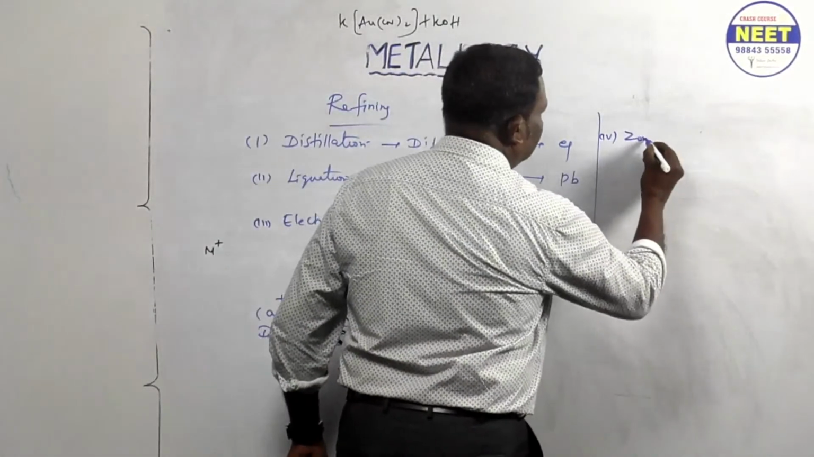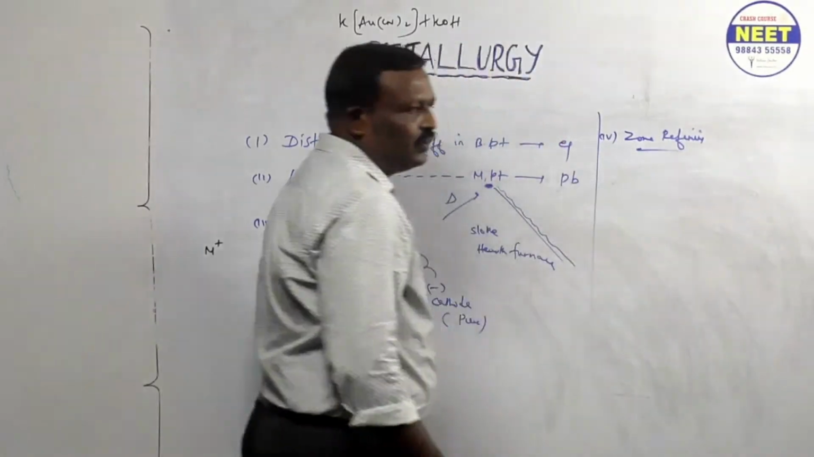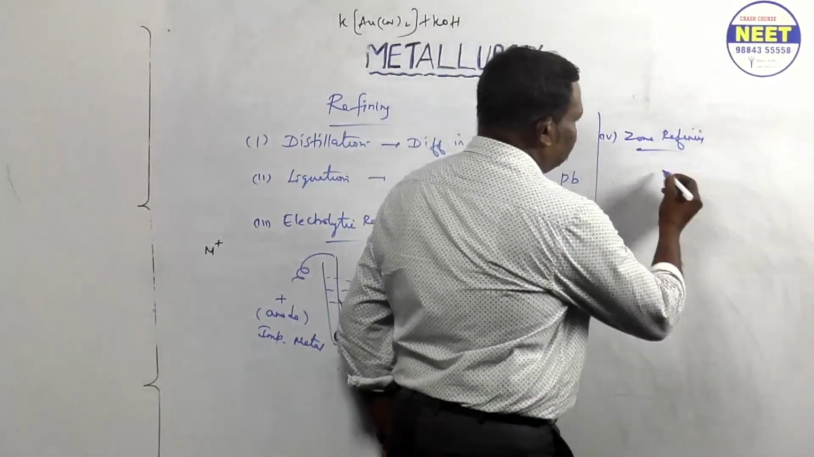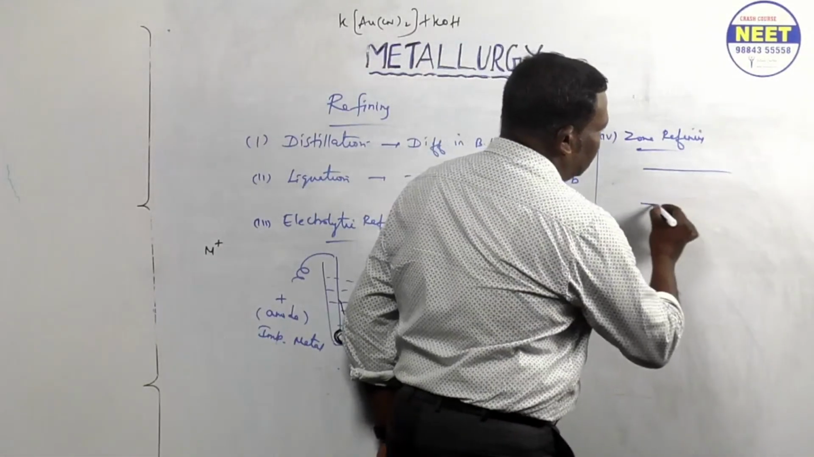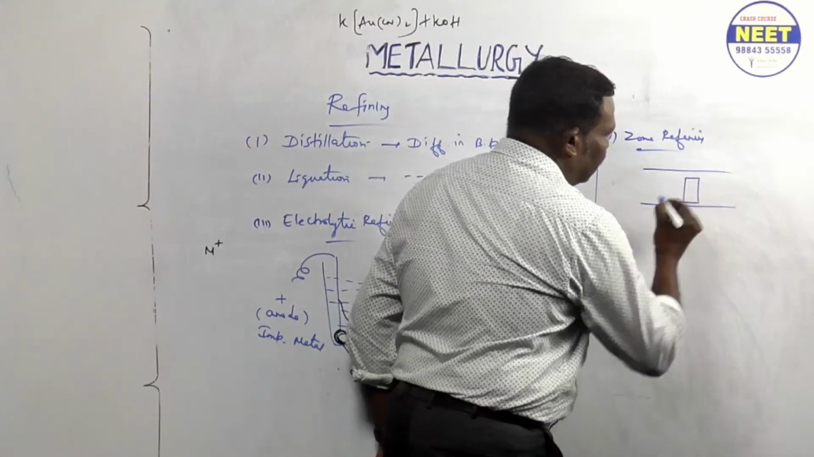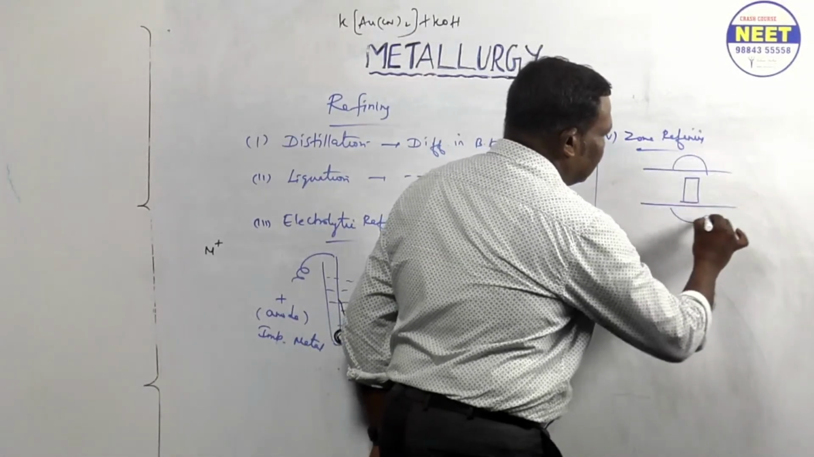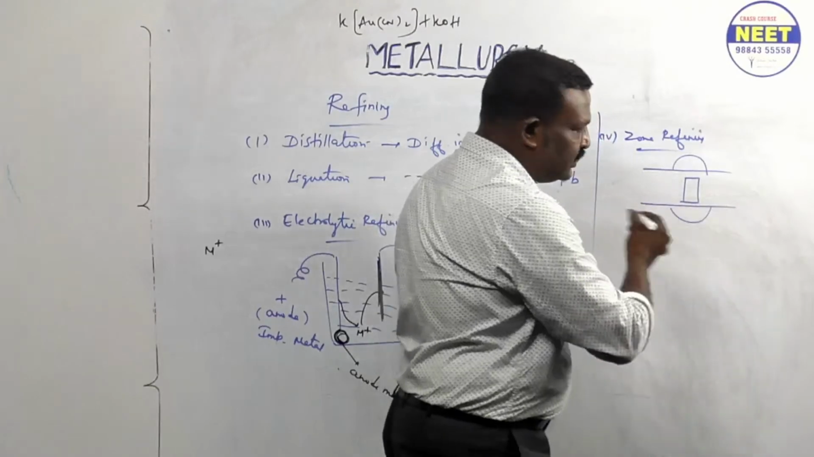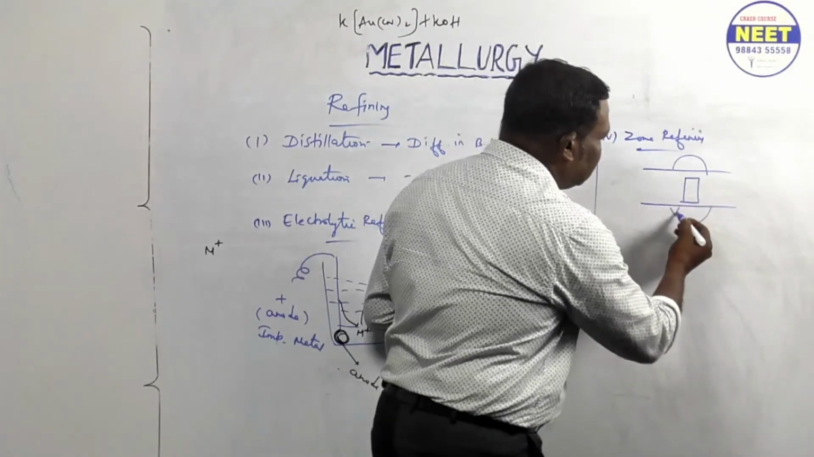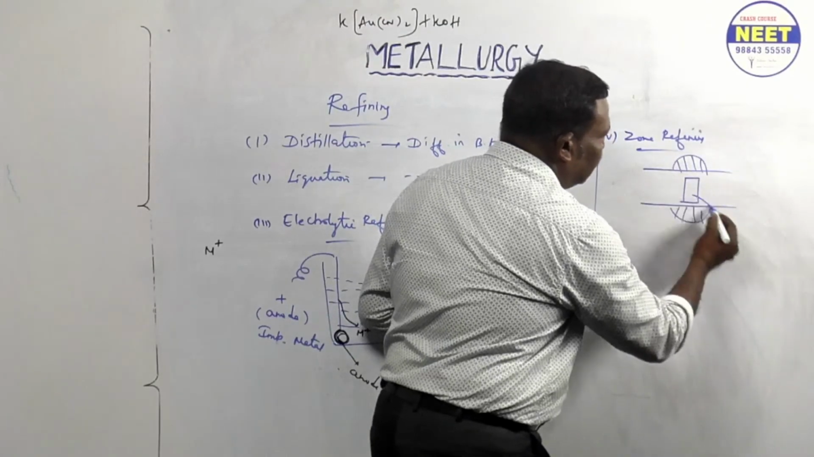Zone refining, you studied. What is zone refining? We are taking one hollow cylindrical tube. We are taking the impure metal in the middle. We have one electrical heater here. It circulates, going to and fro. It can move. It is an electrical heater.